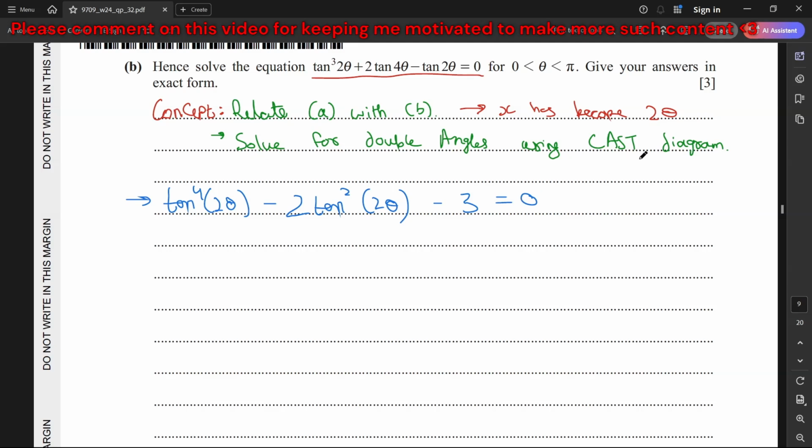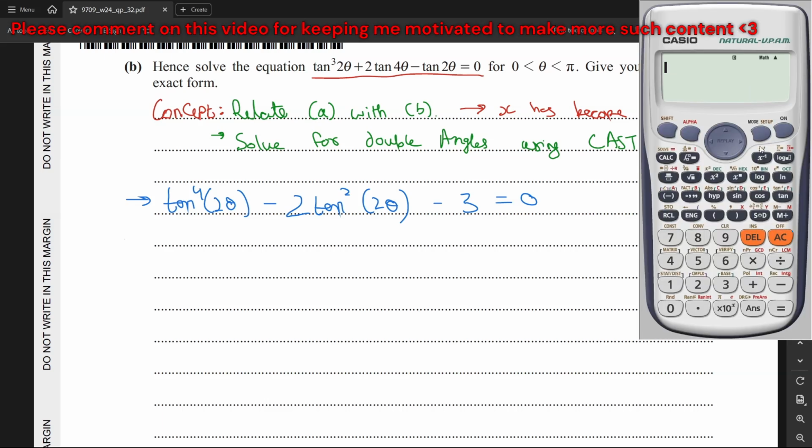And to solve this, we're going to use the ASTC or CAST diagram. Therefore, the first thing that I'm going to do is take my calculator and go to mode 5, 3. I'm going to say that the coefficient of the highest power in the hidden quadratic is 1. Then the second one is minus 2. And the last one is minus 3. So my x1 is coming out to be 3. And then x2 is coming out to be minus 1.